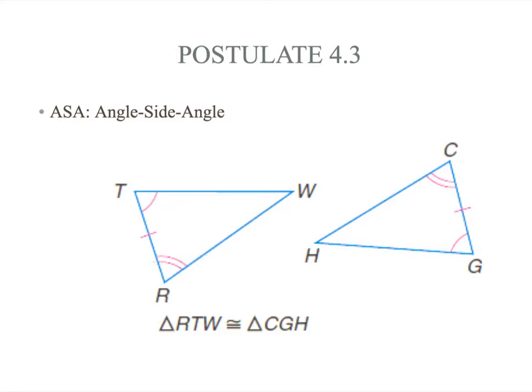R, angle R, with the two tick marks, matches up with C, which is why R and C are in the first spot. So then the only place for W and H to go is at the very end. All right. So TR is congruent to CG here. And you can see TR and CG are in the same spots as well. All right. So this is angle, side, angle, abbreviated as ASA.